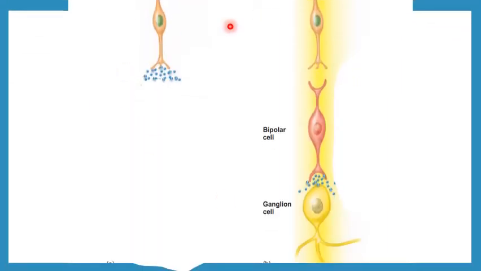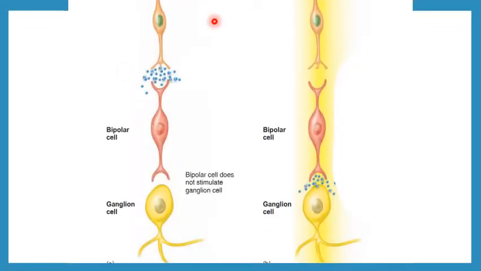Now what happens when there is release of neurotransmitter? See, in the dark, I said there is a release of neurotransmitter, which in turn will activate this inhibitory bipolar cell and no neurotransmitter will be released from the bipolar cell. But in the light, the photoreceptor is not releasing any neurotransmitter, so this will activate the bipolar cell and in turn release neurotransmitter, which will activate the ganglion cell. So remember, in the dark, the ganglion cell is not activated, but in the light, the ganglion cell is activated.